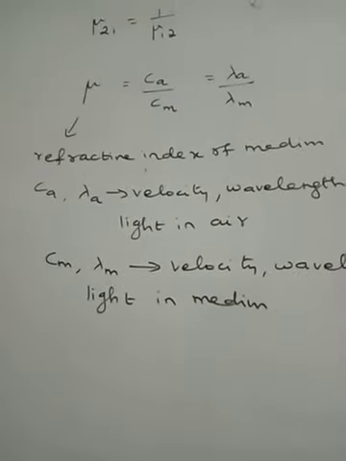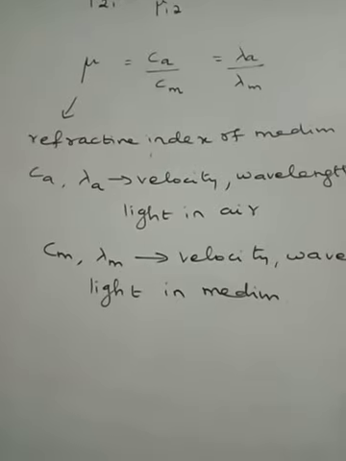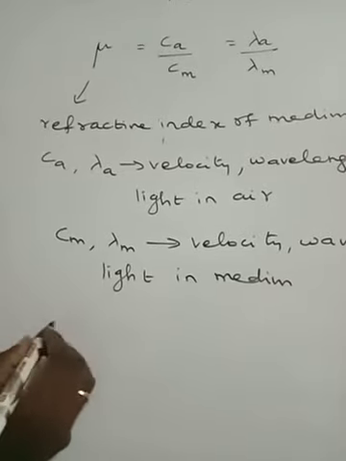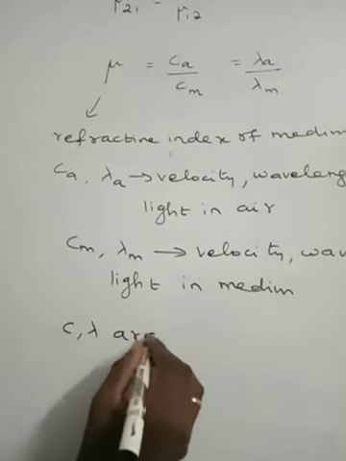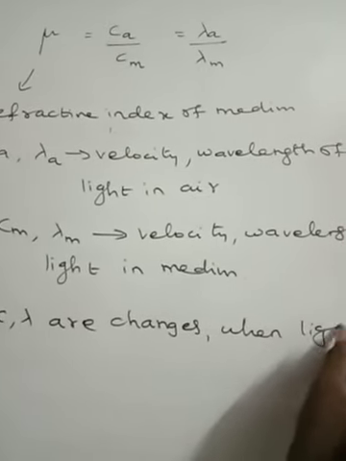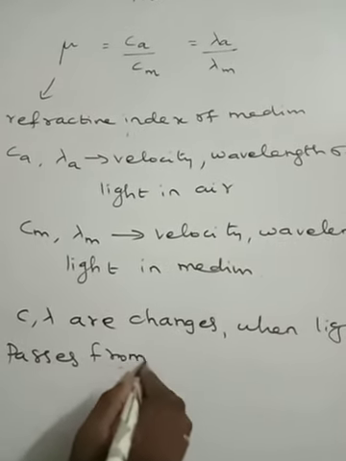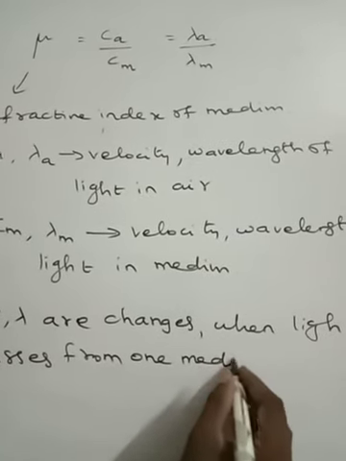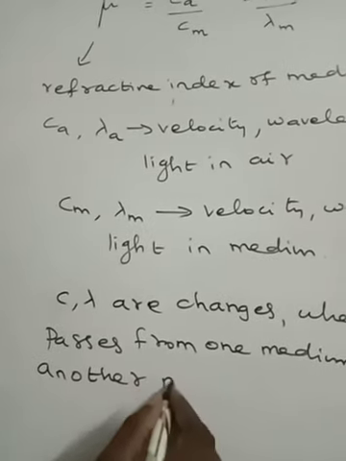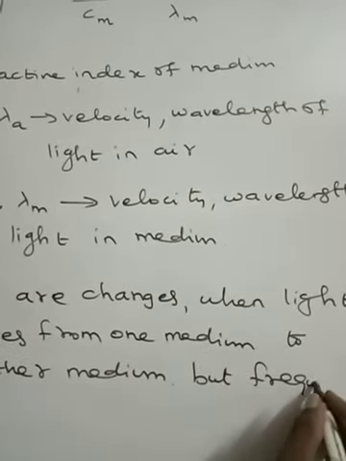So when a ray passes from one medium to another medium, what are the changes? Velocity changes, wavelength changes, but frequency remains the same. Velocity and wavelength change when light passes from one medium to another medium. But frequency remains the same.